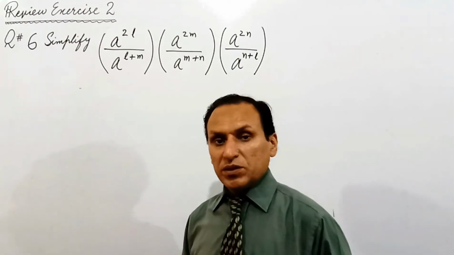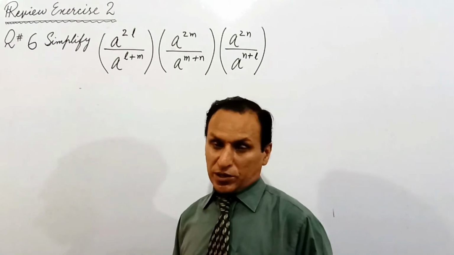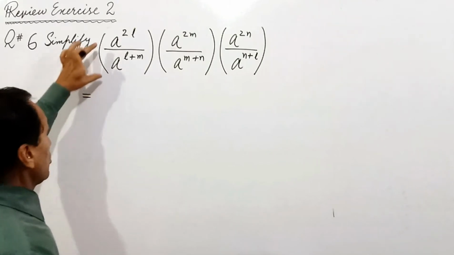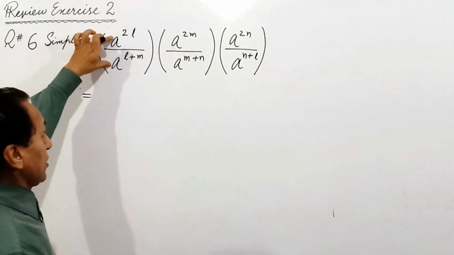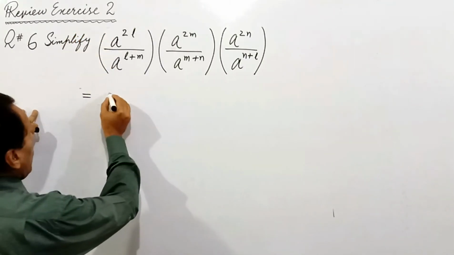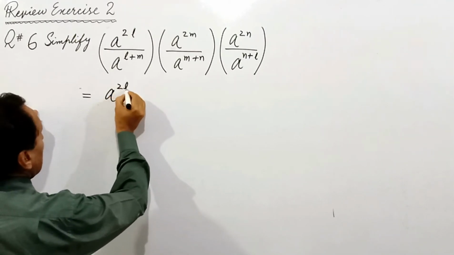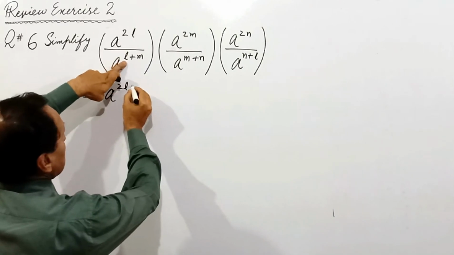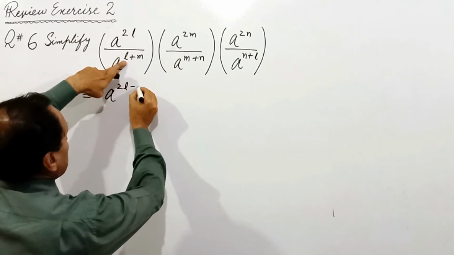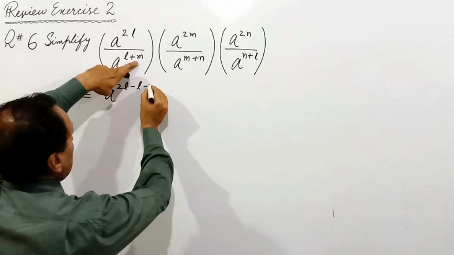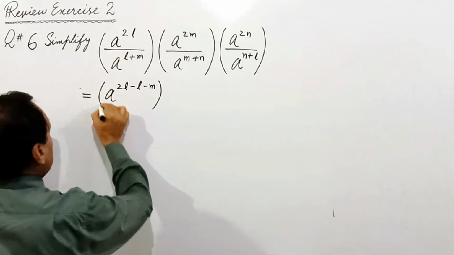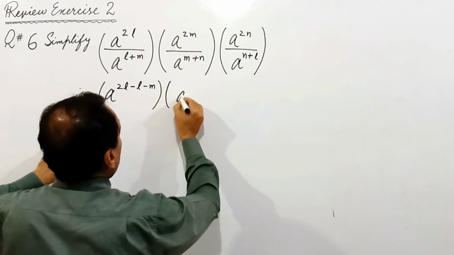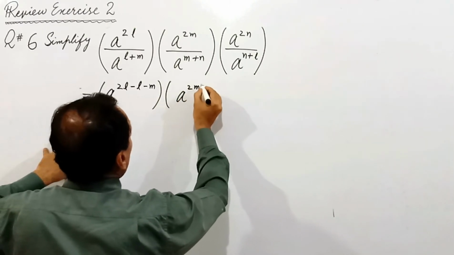Let's do question number 6 of review exercise 2. In this question, we apply the law of quotient power with the same base, as the same bases are present in a fraction. So a raised to power 2l. The powers in the denominator move to the numerator. The sign will change. L will become minus l and plus m will become minus m. A raised to power 2m.